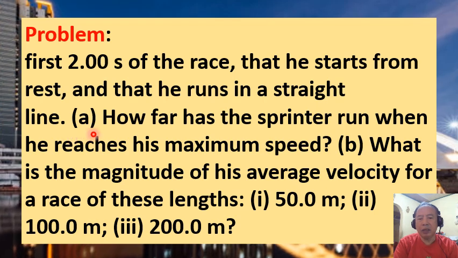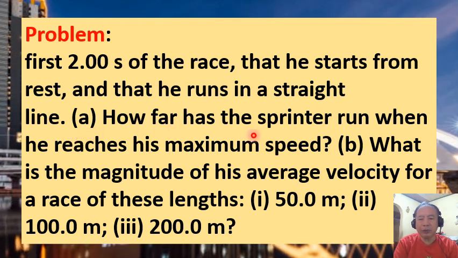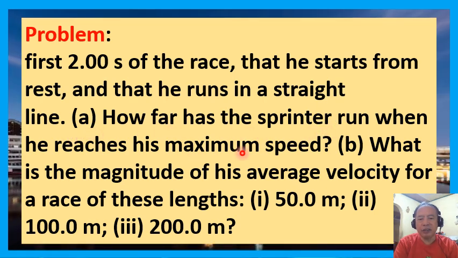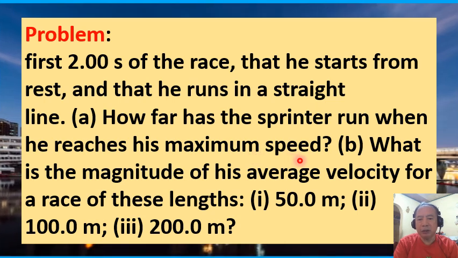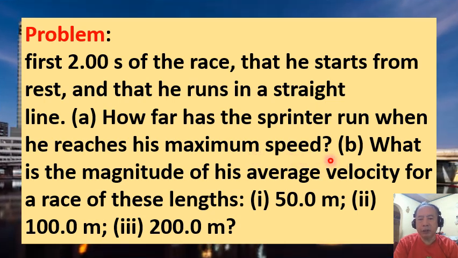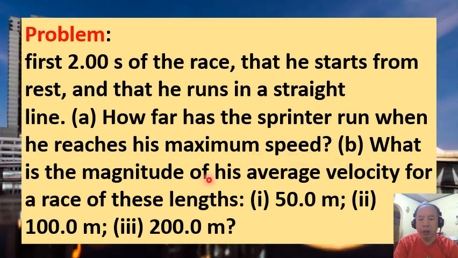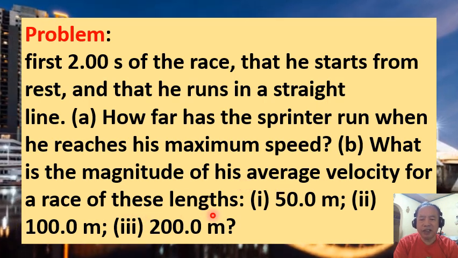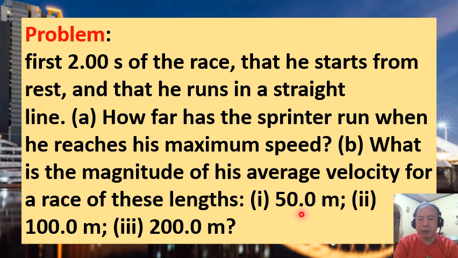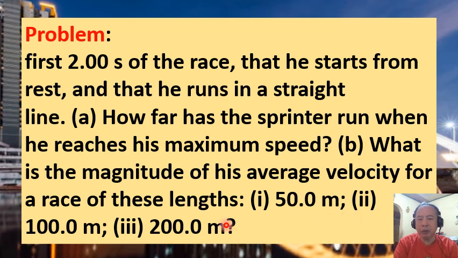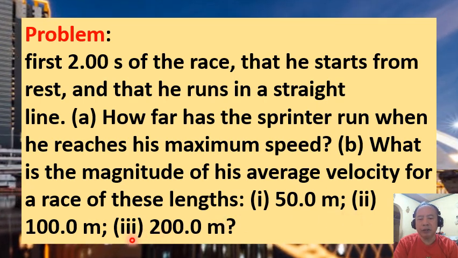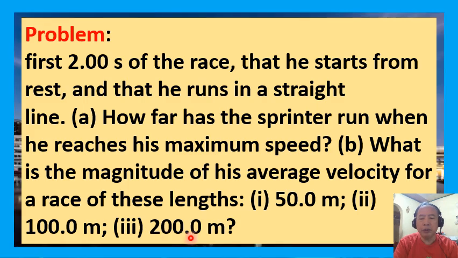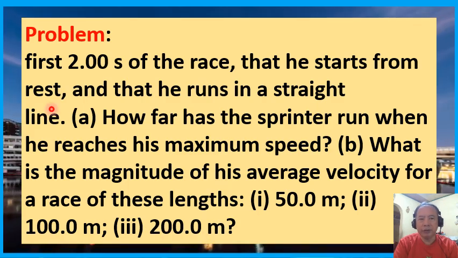Question letter A: how far has the sprinter run when he reaches his maximum speed? And question letter B: what is the magnitude of his average velocity for a race of this length? Number one, 50.0 meters. Number two, 100.0 meters. And number three, 200.0 meters.